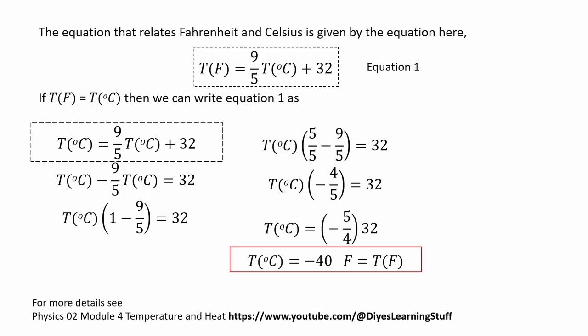The equation that relates Fahrenheit and Celsius is given by equation 1. If the Fahrenheit and Celsius temperatures are equal, then we rewrite equation 1 as shown here. We obtain a value of negative 40 Fahrenheit for the scenario to occur.